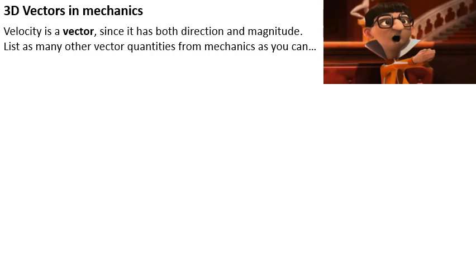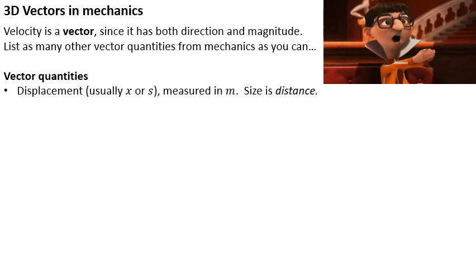See if you can come up with a list of things in mechanics which are vectors. We've got you started with velocity, see how many more you can list. Pause the video, see how many you can write down, and if you've got any you can think of that you write down and think, oh no, that's not a vector, it's a scalar, keep a separate list of those, see how many you can come up with.